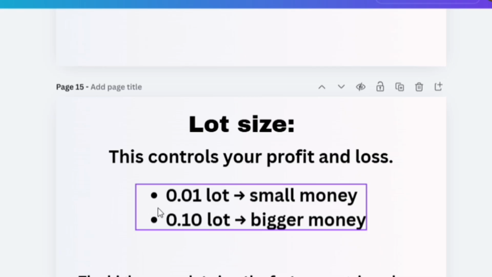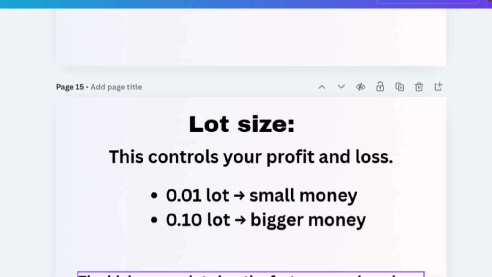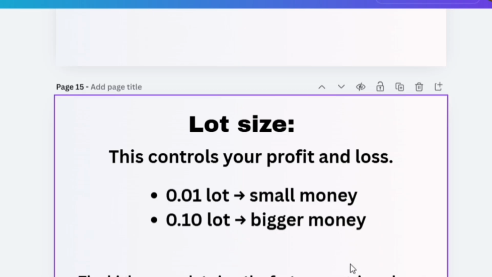Okay, let's continue. Now, as I said here, the higher your lot size, the faster you gain, or the faster you are going to lose. Your lot size will determine if you buy your latest Lamborghini, Ferrari, or any car you want to buy. Your lot size matters a lot.